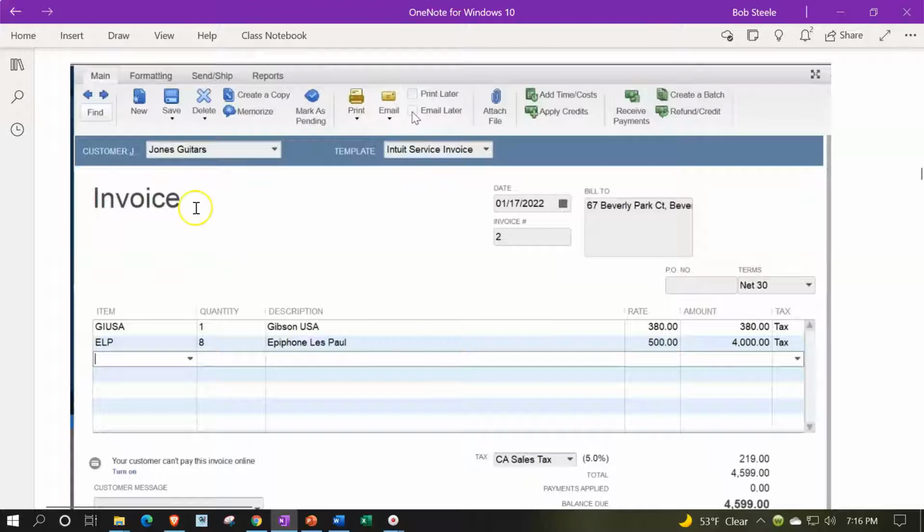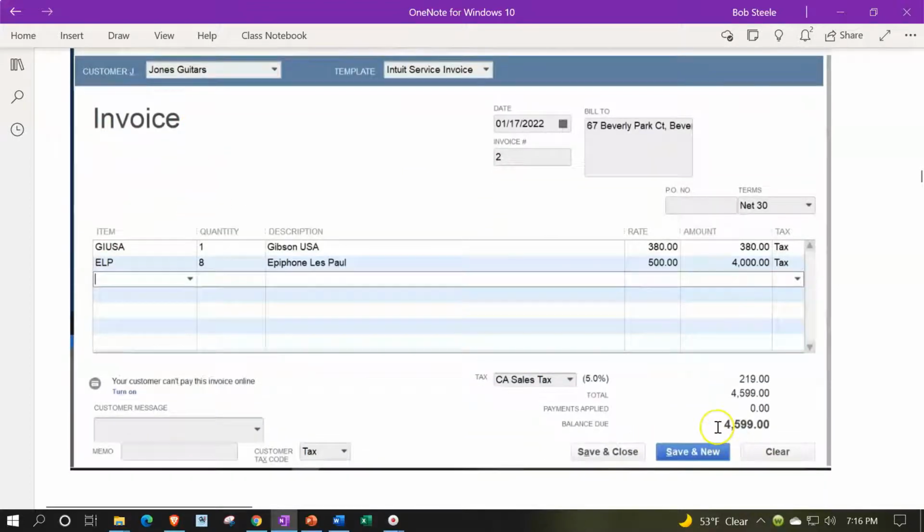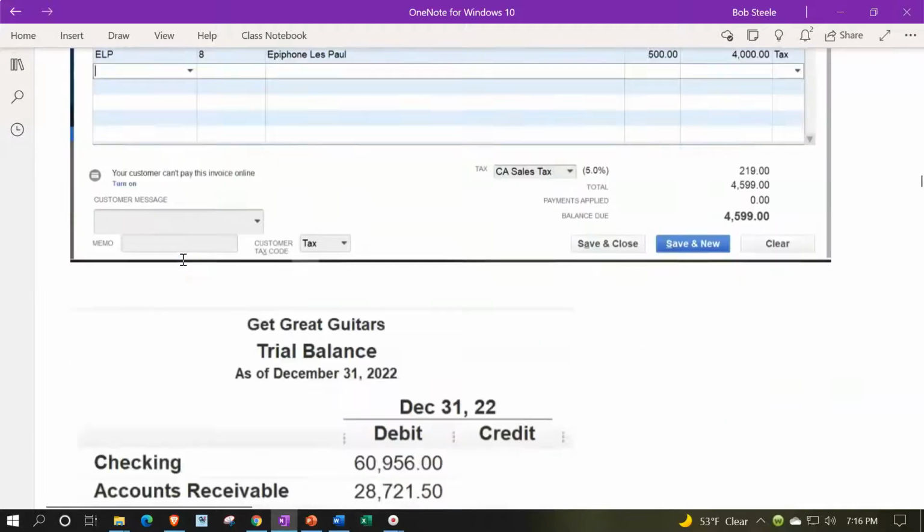Well, the invoice would increase accounts receivable by the total $4,599. The other side goes to sales for these 2 items, $4,380. Then we have the sales tax increase in the sales tax payable of $219. There's also a decrease in inventory and an increase to the cost of goods sold by an amount not on the invoice but driven by the items.